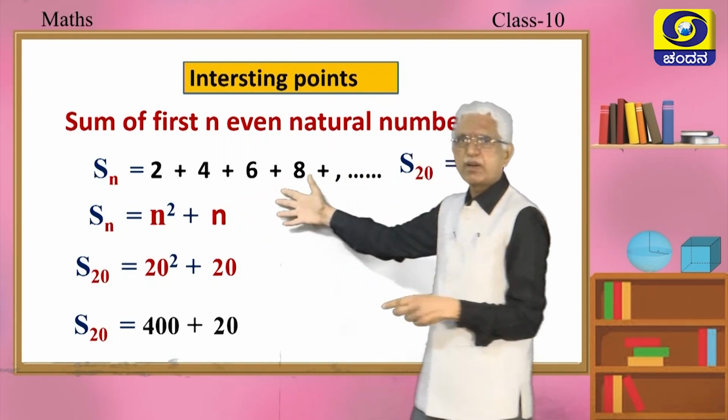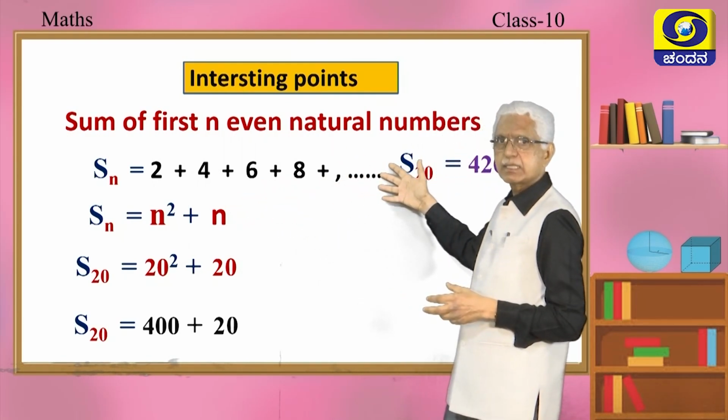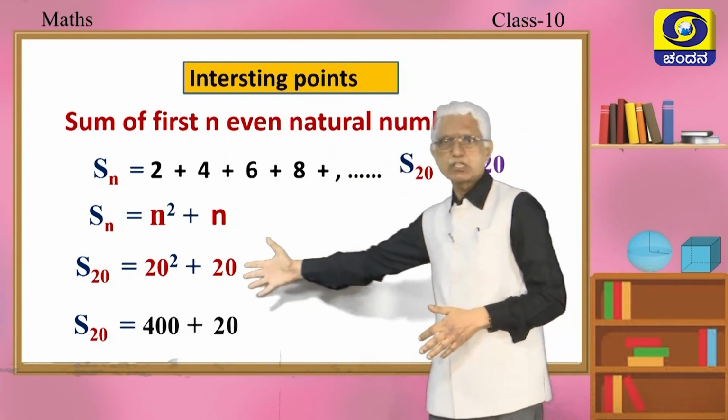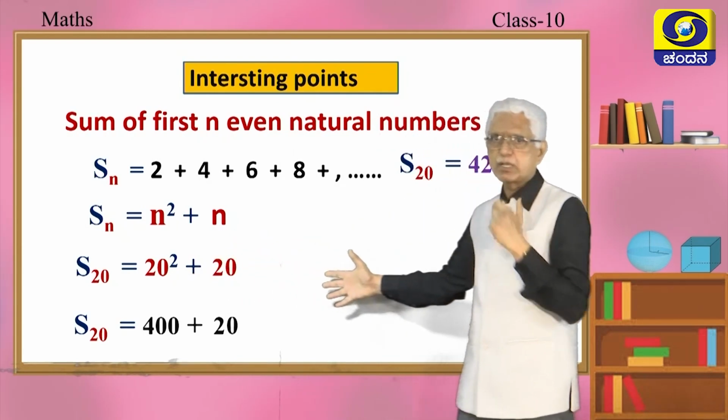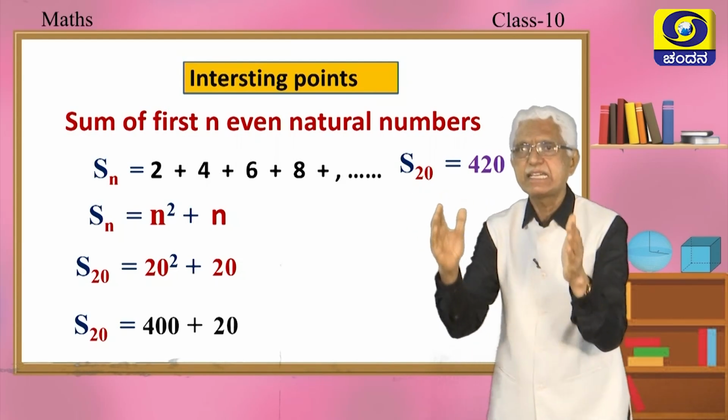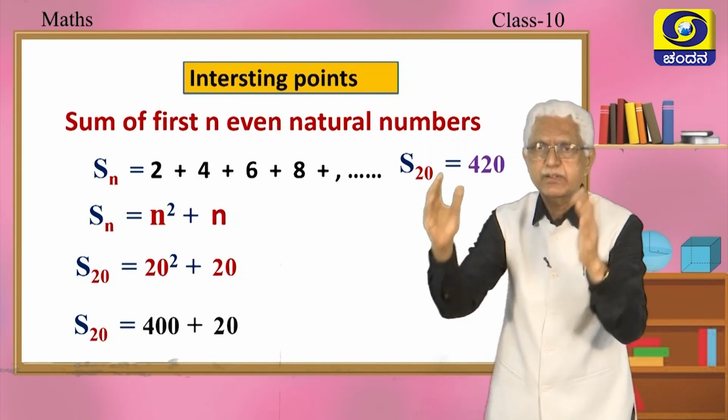You want to find the sum of the first 20 even natural numbers: 20 square plus 20, correct. It is 400 plus 20, 420. So, the sum of the first 20 even natural numbers is 420.